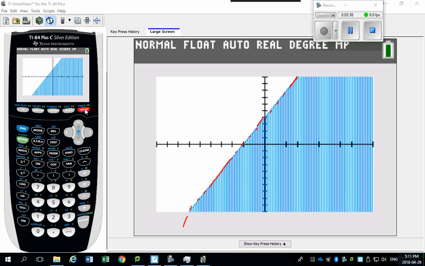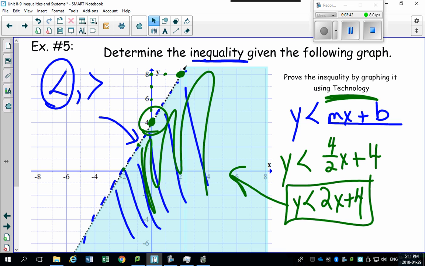So that's how you graph this. That's how you prove it. Watch this. I'll show you. Exactly the same thing that I had. It's kind of cool now that you can use your calculator to do some shading.